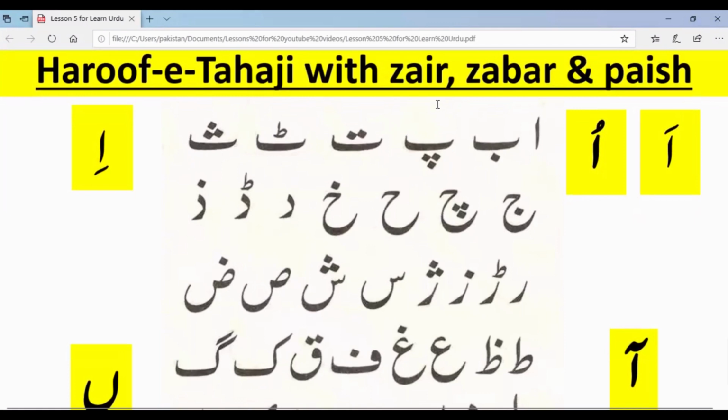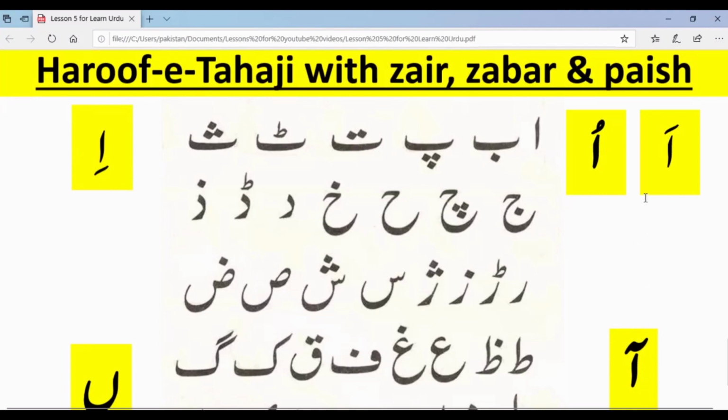And with the help of these Arab, we are able to produce different sounds. So these two signs or Arab at the top, this is Zabar at the top of Alif, and this is Pesh at the top of Alif. And this is Zer below the Alif. And this is Mad sign at the top of Alif.